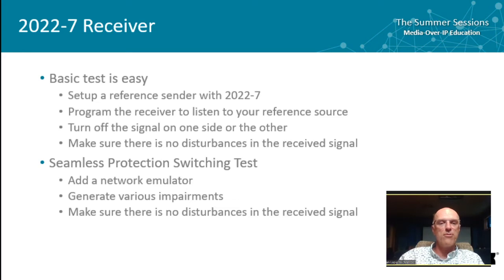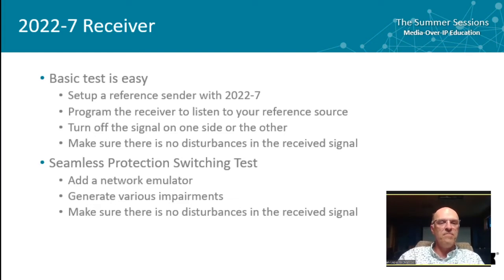So you need your reference to be able to generate a -7 signal. And then you program your receiver to listen to your reference. And then you play a trick on your receiver by turning off the signal on one side or the other side and making sure there's no disturbance on the received signal. And that would be the basic test. It's pretty easy. It doesn't need anything special, and you should be able to do this in your lab fairly easily. Worst case, you just pull the fiber.